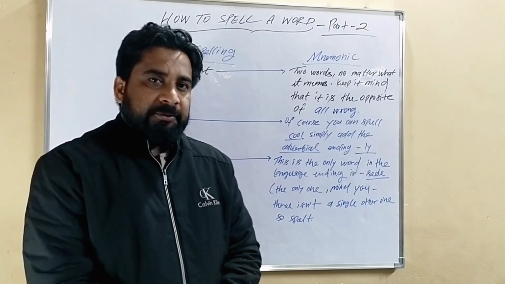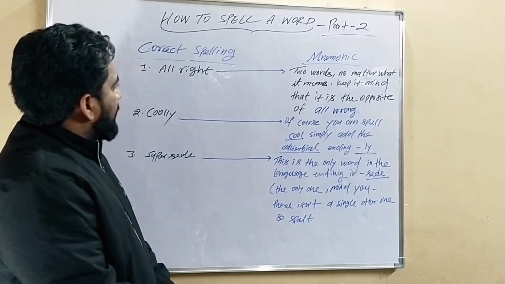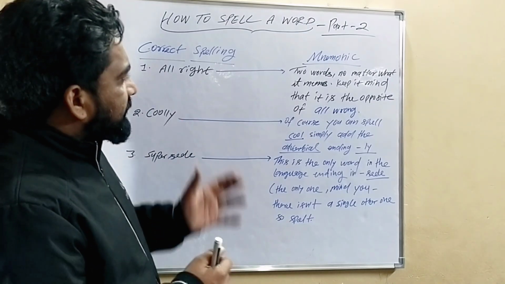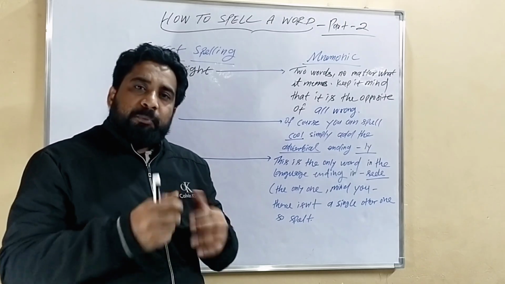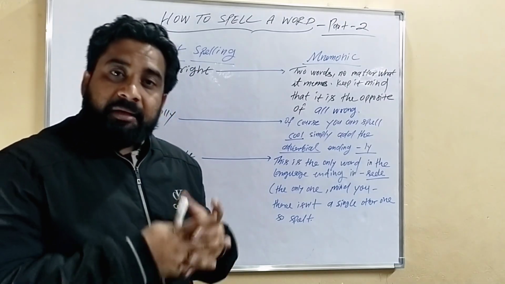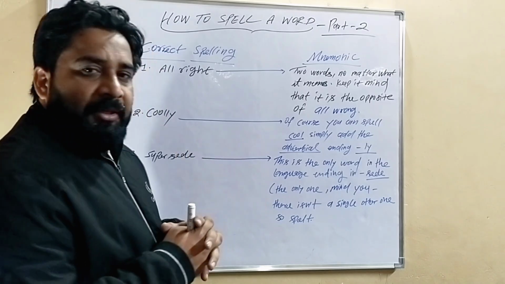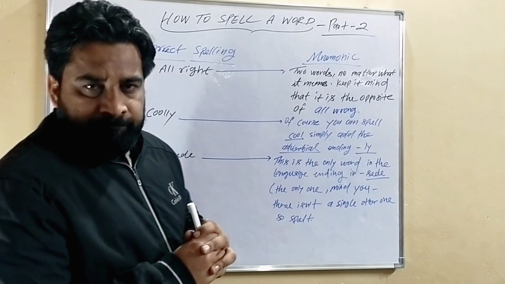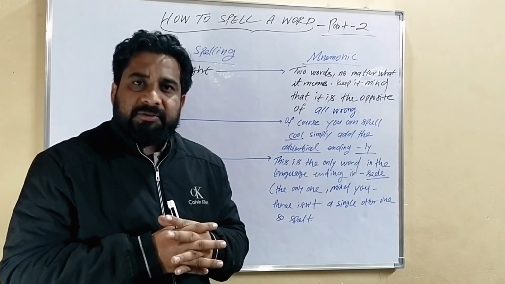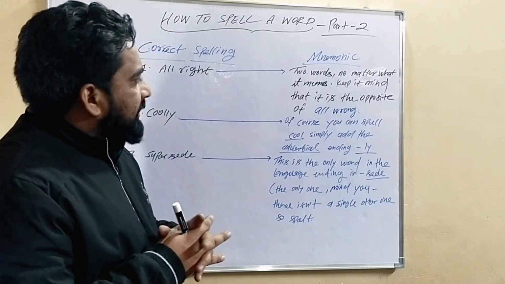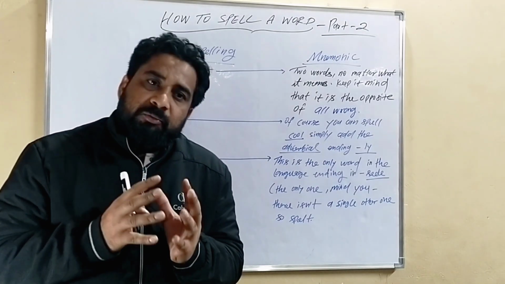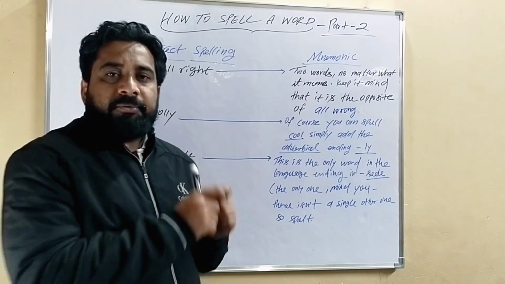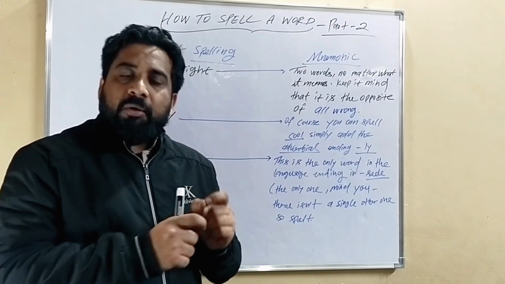that is, suffix, prefix, infix. So we can see here the correct spelling of the first word is alright. What is the mnemonic? It means how to improve your memory, to memorize it, recognize it. Two words are there. First is all, second is right. No matter what it means, because we know the meaning of alright. Keep in mind that it is the opposite of all wrong. If you want to memorize this word, you have to keep in mind that wrong is the opposite of right. So all right becomes all wrong.